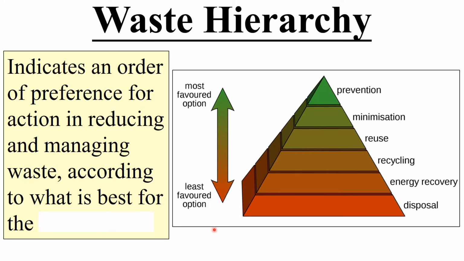So this is it, and what it shows is an order of preference for action in reducing and managing waste according to what is best for the environment. So ideally, you don't want to produce any waste at all, and the worst thing is you're just having to bin something.